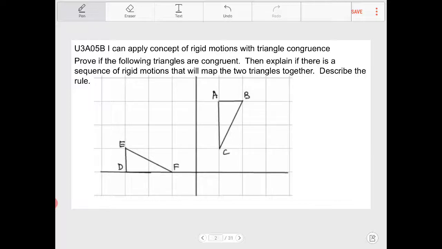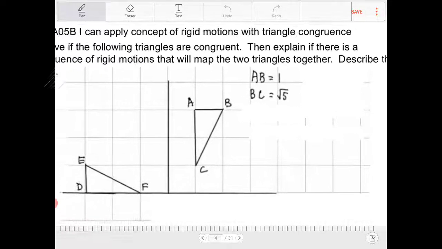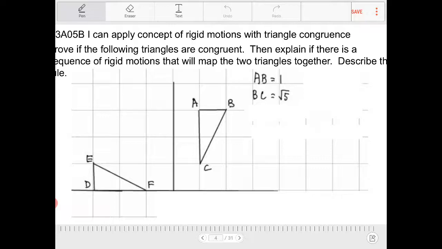Because this is graphed on a coordinate grid, we're going to approach this through the use of some analytic geometry, some coordinate geometry. We're going to find what the side length of AB is, and it looks like side length AB is equal to 1. We're then going to find side length BC, and by using the Pythagorean theorem, we can recognize that BC will be square root of 5. Side length AC will have a length of 2, because I can just count. It's a vertical line there.